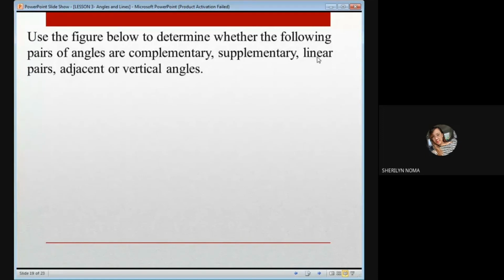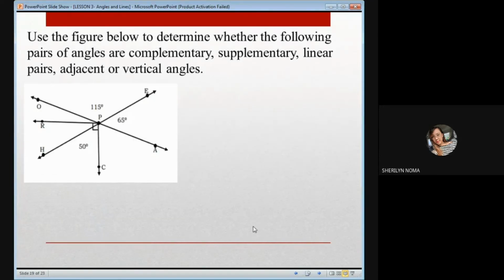So, use the figure below to determine whether the following pairs of angles are complementary, supplementary, linear pair, adjacent, or vertical. Tell whether it is complementary, supplementary, linear, adjacent, or vertical. Okay, so this is the figure. Ang daming angles, diba? Okay, so this is the question.